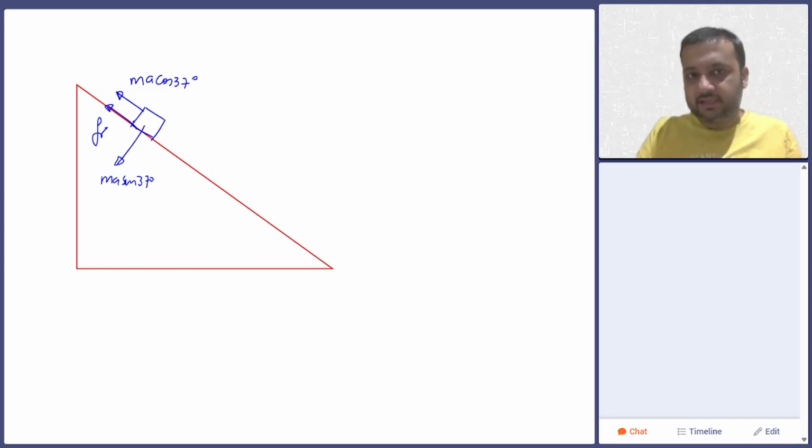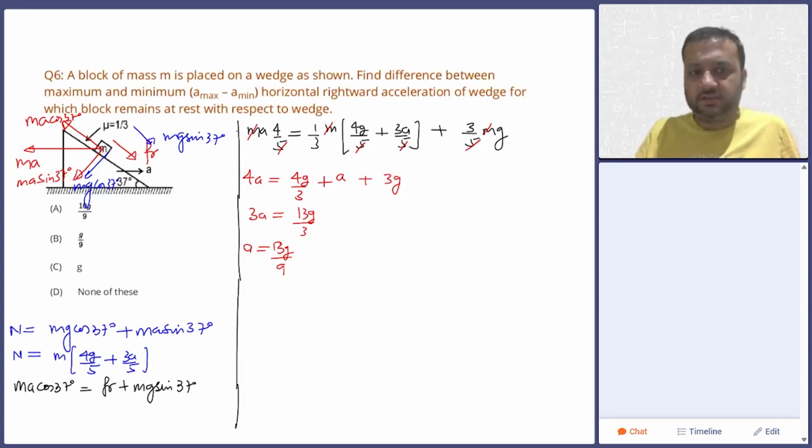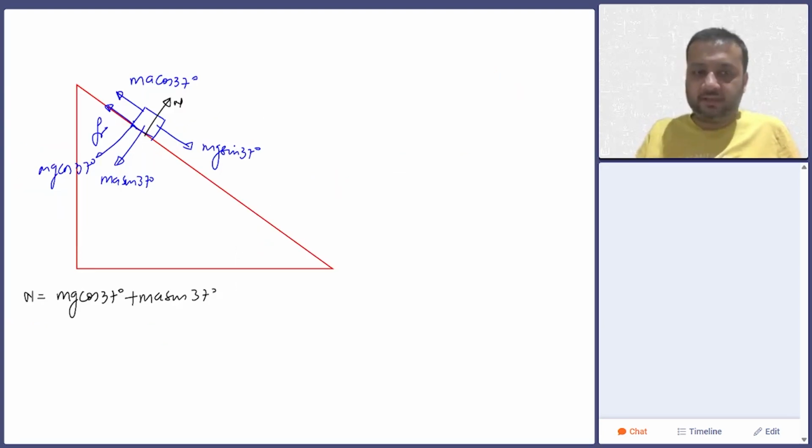mg sin 37 will act down, and mg cos 37 will act in this direction. Normal reaction will act as usual, up the plane. So again we can write normal reaction N = mg cos 37 + ma sin 37. This equation has not changed, although the value of a will change because we are trying to minimize a now. So N will still come out to be m(4g/5 + 3a/5).